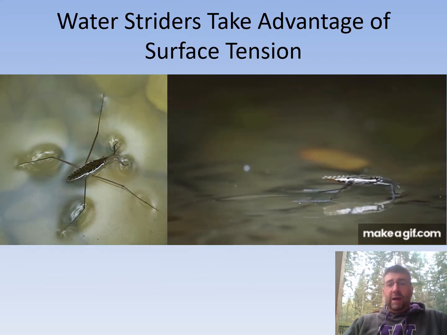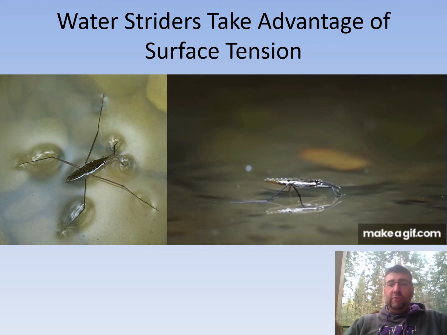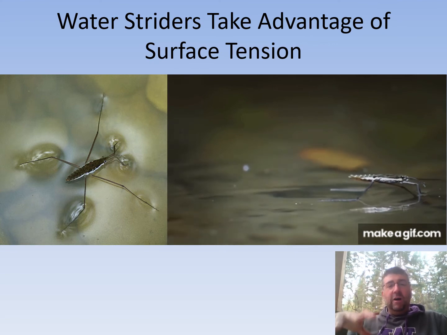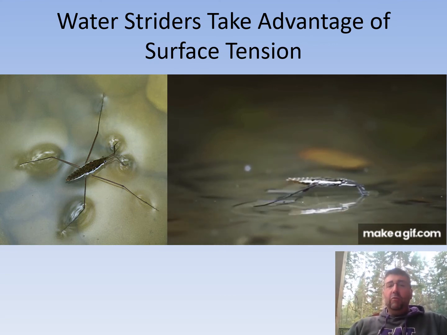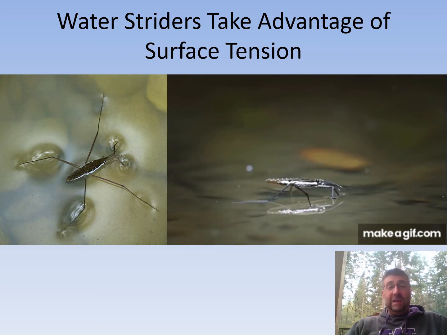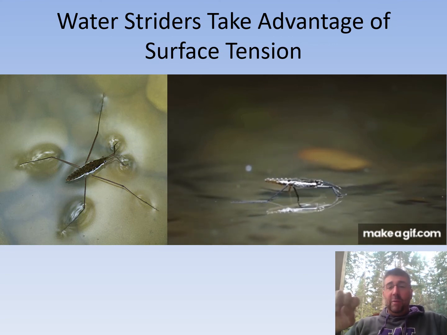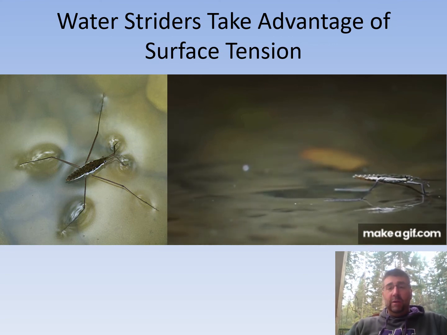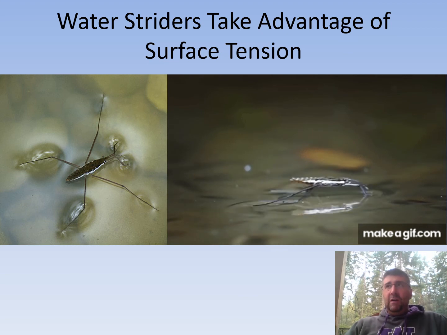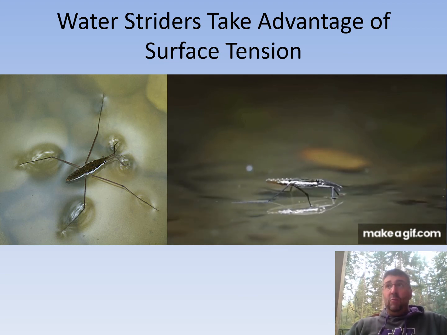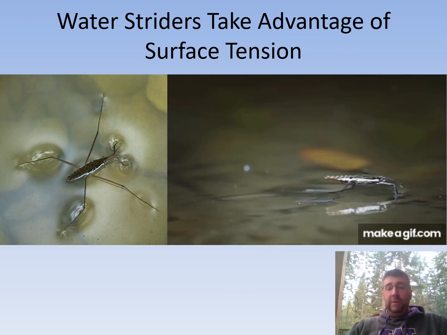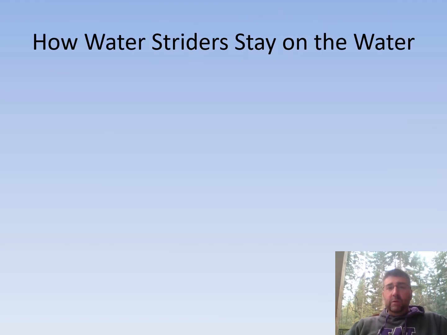Water striders, in fact, take advantage of water's surface tension to allow them to sit on top of the water and to go across that surface without sinking in. So their feet have nonpolar surfaces that basically repel water or don't interact with the water molecules, and they're able to sit on top, and they're light enough that water can support their weight. I have a video that goes into more detail about how water striders are able to stay on the surface of the water, so I'd like you to check that out in the Google Classroom.